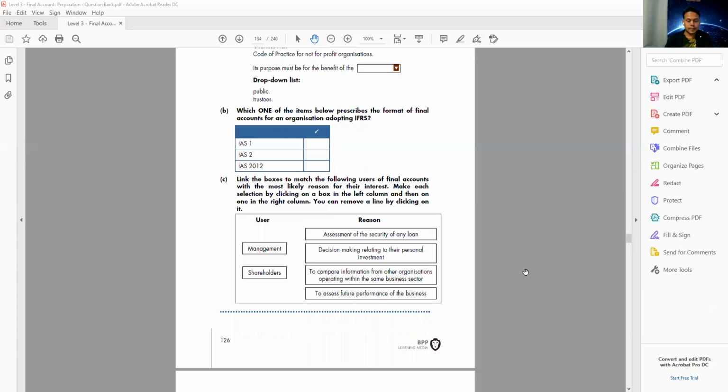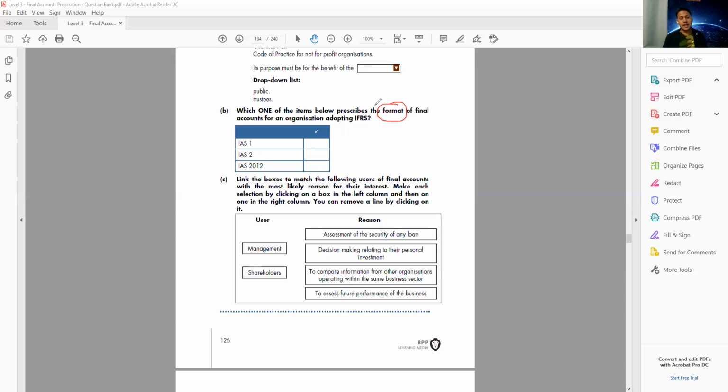Okay, let's talk about this one. The next one we have: which one of the items below describes the format of final accounts for an organization adopting IFRS? So what was the format? What is the presentation? Which IAS said you need to prepare the financial statement that way, like revenue, then cost of sales? Which IAS tells us?